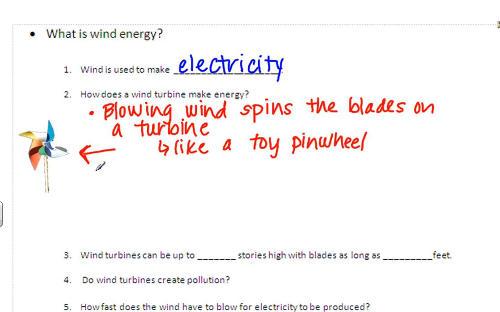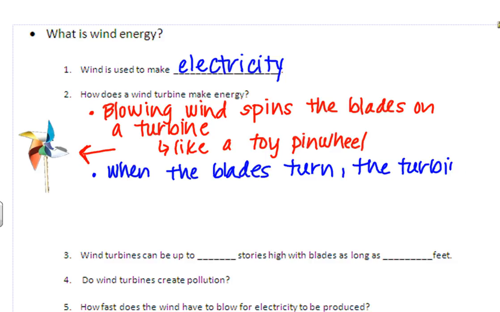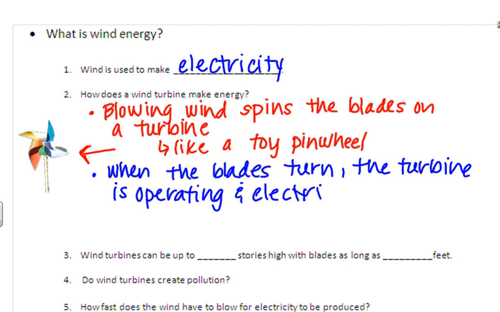So when the blades turn, the turbine is operating and electricity is generated.